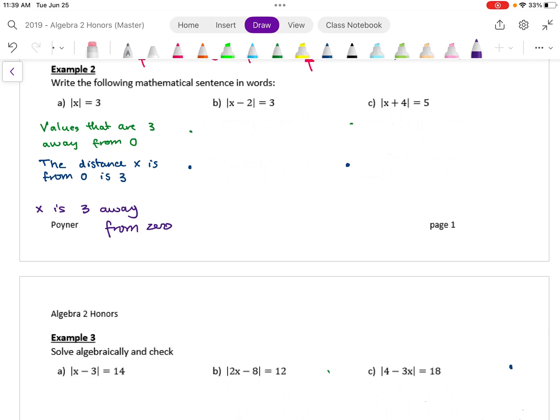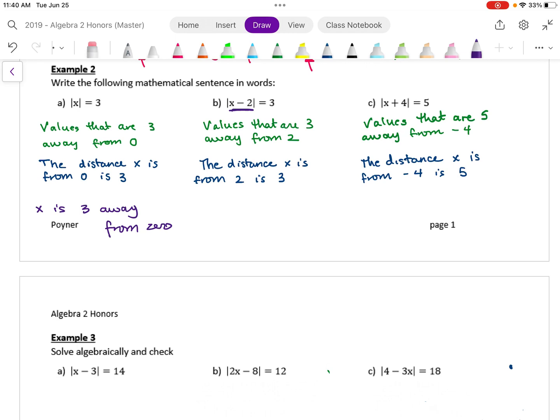I want you to pause and try to write B and C as a sentence in words for each of these. Just keep in mind the distance from is dependent on what's inside the absolute value. What would make that absolute value 0? That's where we're taking the distance from. So pause the video and try these two. If you make a mistake, it's okay. You can erase and fix it, but you have to give it a shot on your own first, and then we'll talk. I'll erase the covers here. Look at that for both of them.